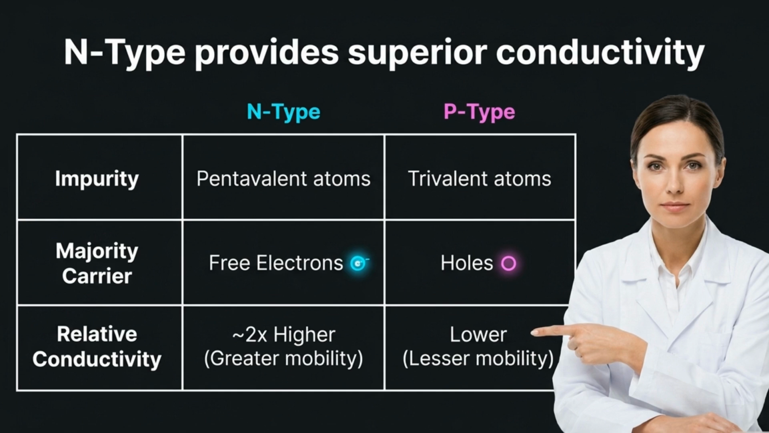N-type materials provide superior conductivity compared to P-type. N-type uses pentavalent impurities and free electrons, offering about twice the mobility of the holes used in P-type.